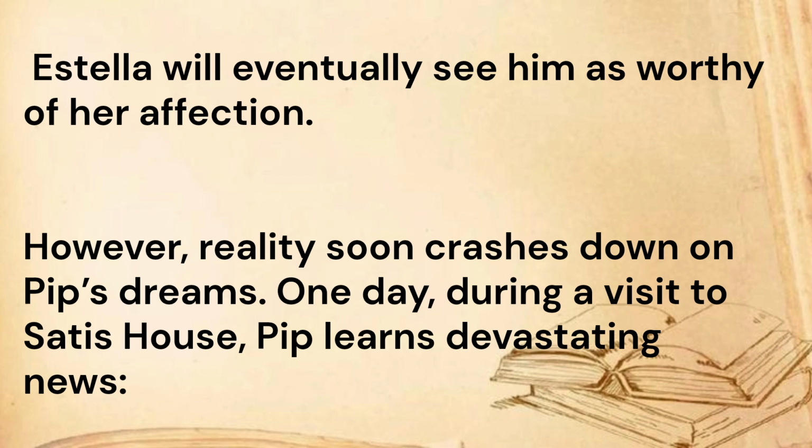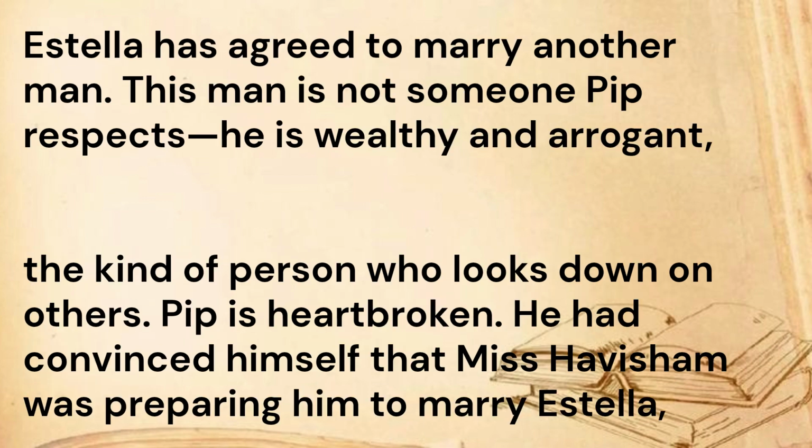One day, during a visit to Satis House, Pip learns devastating news. Estella has agreed to marry another man. This man is not someone Pip respects. He is wealthy and arrogant, the kind of person who looks down on others.